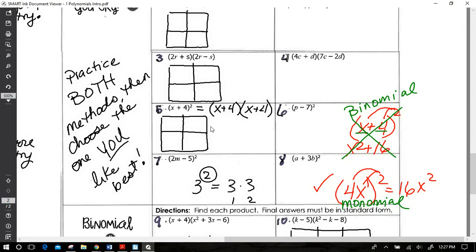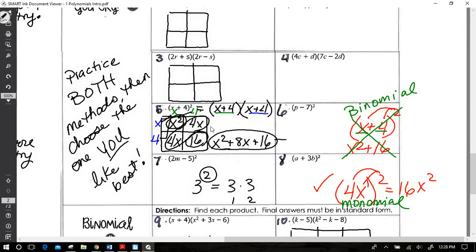And now I'm ready to either do FOIL method or fill in my box method. So let me do the box method another time. So I've got x plus 4 on top, and I've got x plus 4 down the left. And now I'm going to do my multiplying. So I've got x times x is x squared. X times 4 is 4x. 4 times x, if I'm going to do this box, 4 times x is 4x. And then, of course, 4 times 4 is 16. And now once I simplify everything, I have an x squared. I have 4x and 4x, which is 8x. And I have a 16. This is my final answer.